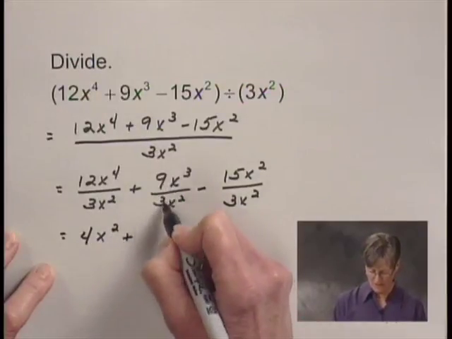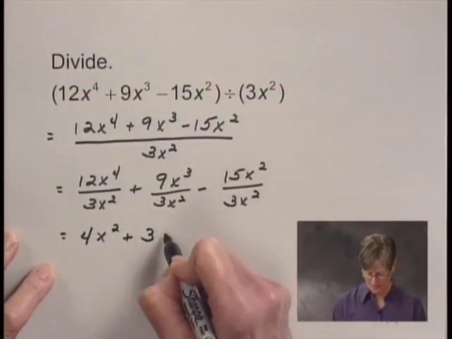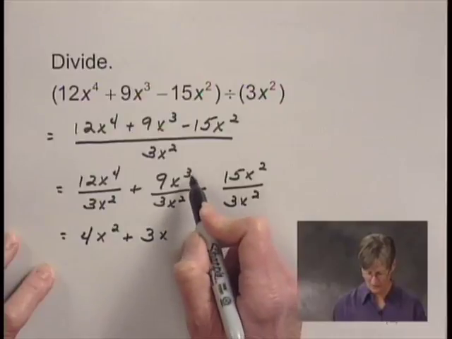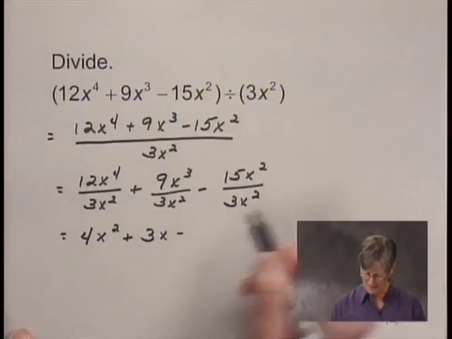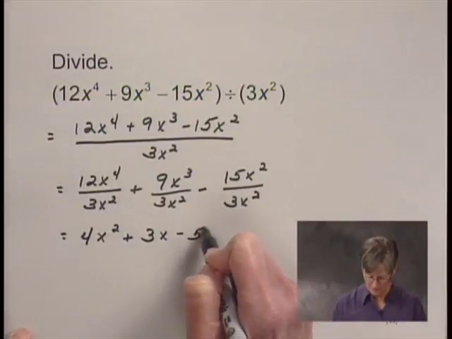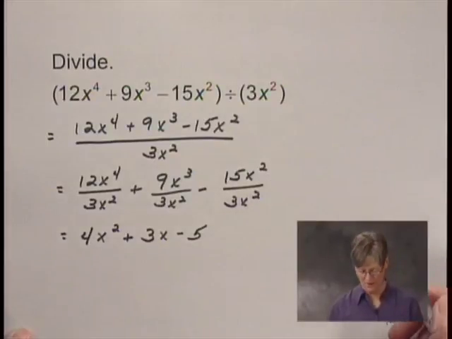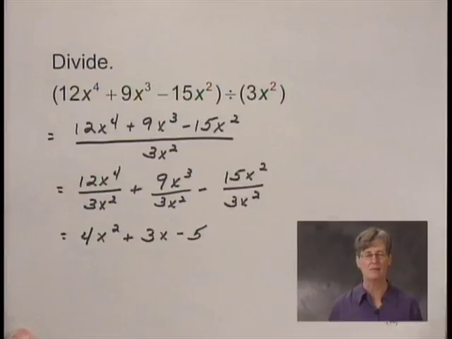In the next term, 9 divided by 3 is 3. And x cubed divided by x squared is x to the 3 minus 2 power, x to the first power, or we can just write x. And in the last term, 15 divided by 3 is 5. And x squared divided by x squared is 1. So the quotient is 4x squared plus 3x minus 5.